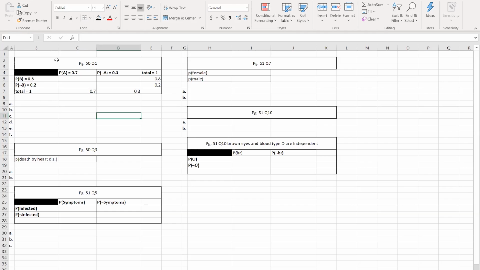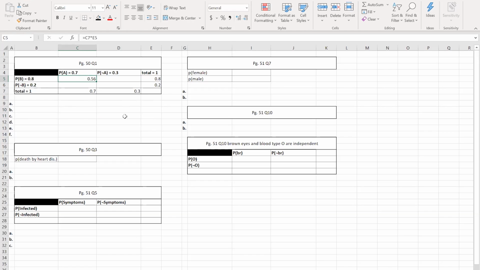Now we can fill in the center of this chart. And remember that given that A and B are independent events, given the multiplicative rule of probability, A times B should equal the probability of A and B. So that's the probability of A times the probability of B. We get the probability of A and B occurring is 0.56.